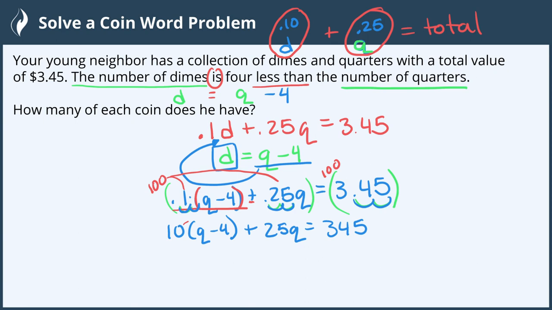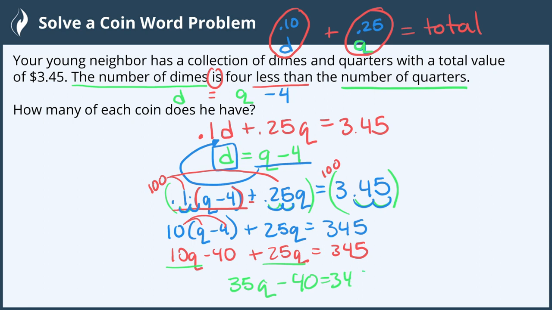Now we can do the distributive property, which gives us 10Q minus 40 plus 25Q equals 345. Now we can combine like terms, giving us 35Q minus 40 equals 345. We can isolate the variable by adding 40 to both sides. And I ran out of room, so we'll come up here. This gives us 35Q equals 385.